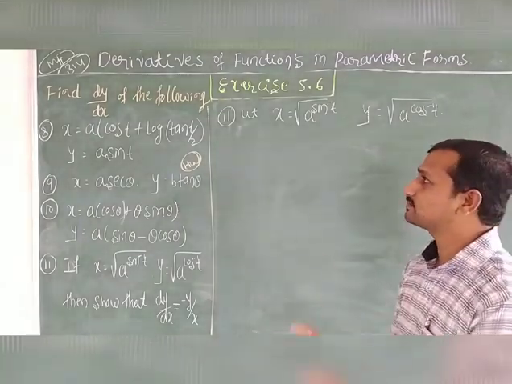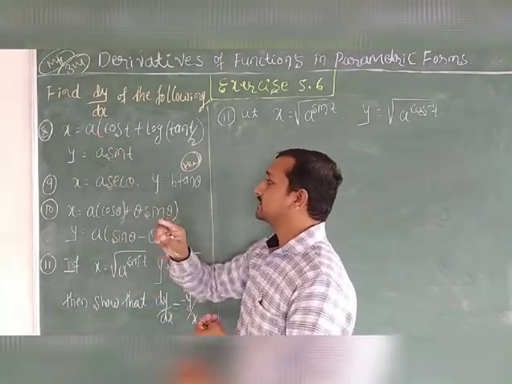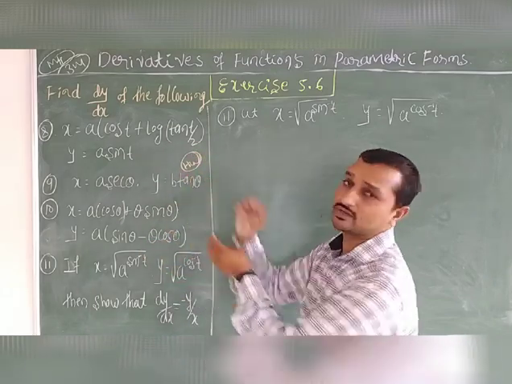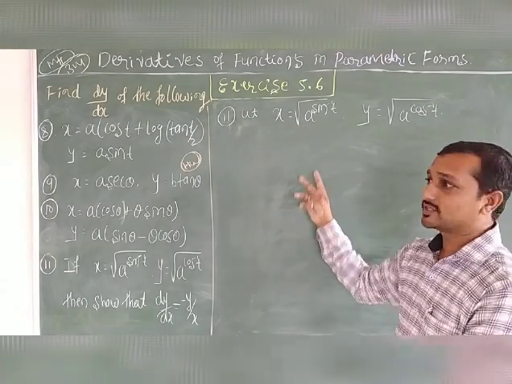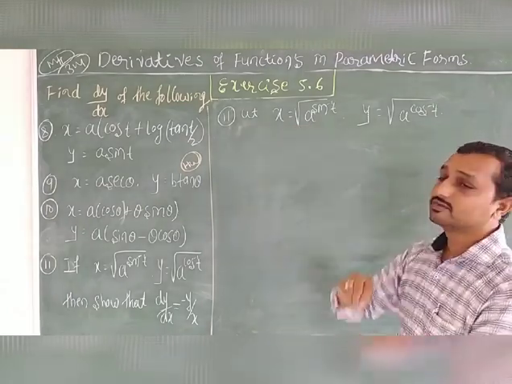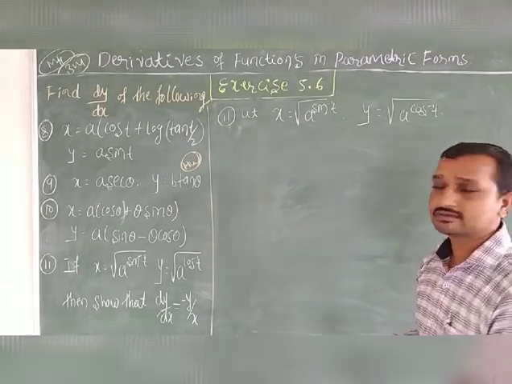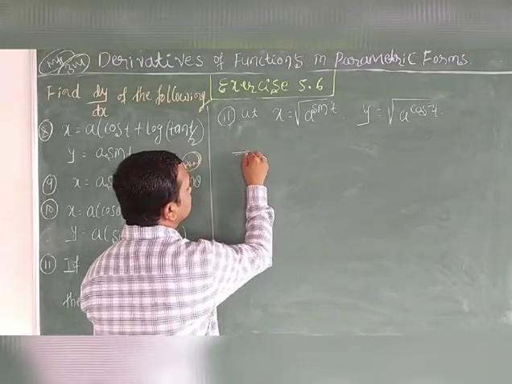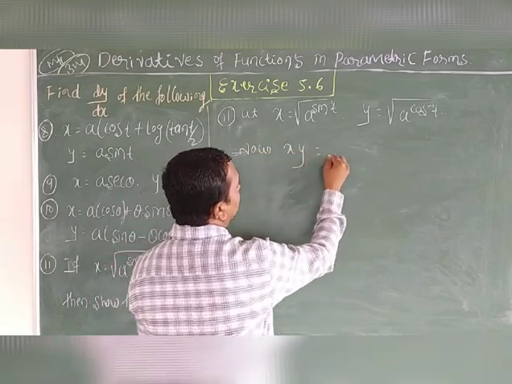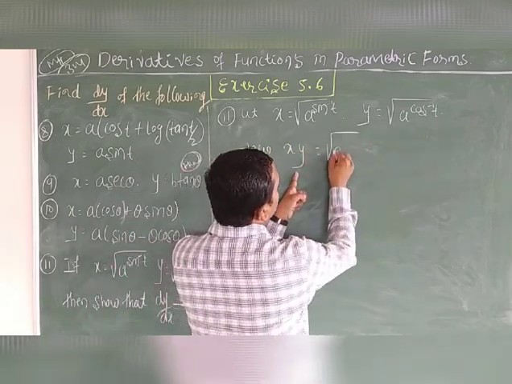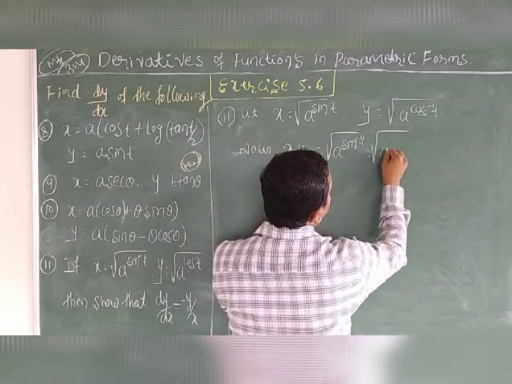So here the question is to find dy by dx. You can judge from this x and y. The parametric way is an easy way to solve, but it has very lengthy steps. That's why I can solve this by using the inverse trigonometric function. So x into y, you can write directly. Now I can write x into y: x is root of a raised to sin inverse t, into y which is root of a raised to cos inverse t.